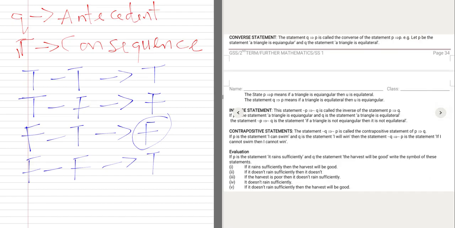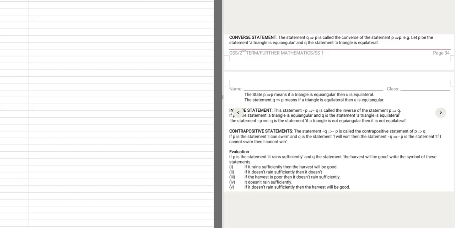So now we have what we call converse statements. Don't forget, for conditional we said it is denoted like this, which means for P then R. All right, so now let's look at the converse statement. What is converse saying? It says the statement Q to R is called the converse statement of P to P.